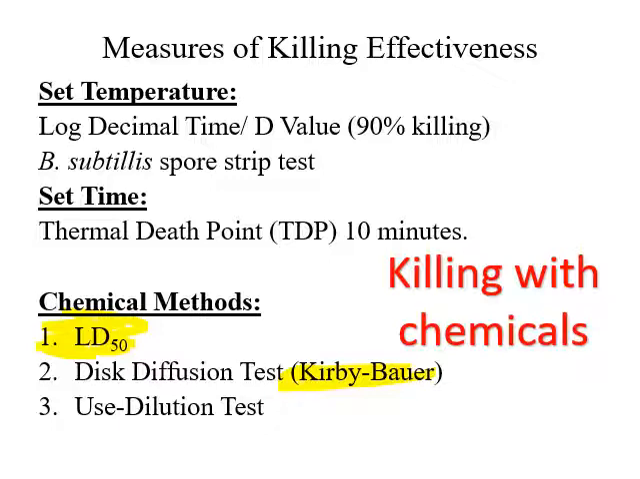And then finally, there's another test that is not used too often that's called the use dilution test. It's where you cover some metal rings with bacteria, and then you dip them into a chemical, and then you take them out of the chemical, and then you put them into LB liquid medium, and then you look to see if any bacteria still grow. Right, so we'll discuss all of those in turn.